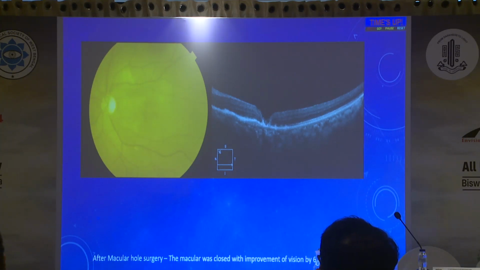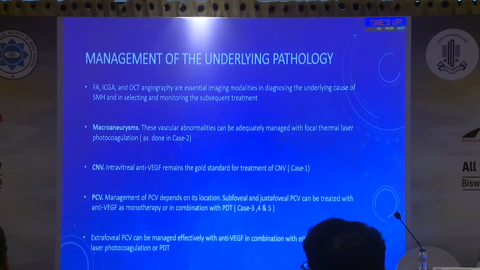So this is also one complication of the subretinal tPA. There can be macular hole formation, breakthrough hemorrhage. Already we have shown one case. So treating the underlying pathology is very important. Whatever the cause is, if it is a RAM, you need to do the laser. PCV, we need to treat with anti-VEGF injections. So this needs to be taken care of.